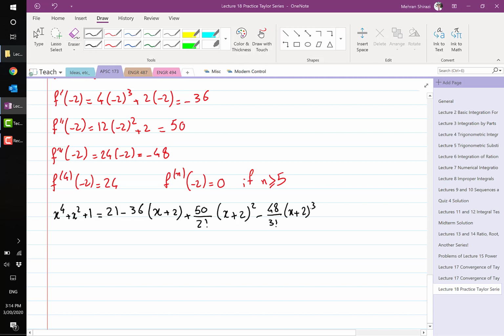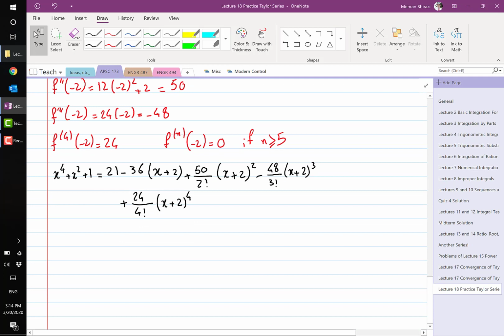Is this the end? No, we have one more term. I'm going to write it down here. The last term is plus the fourth derivative of f at -2, which is 24, divided by 4 factorial, times (x minus a), which is (x plus 2) to the power of 4. From now on, everything else is 0. So that's it. We have the Taylor series. The Taylor series in this case has limited terms. That's always the case for polynomials. If the function is a polynomial, the Taylor series is also a limited polynomial.